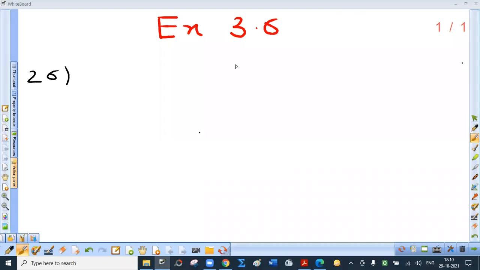Exercise 3.6, sum number 26. 5 students are selected from 11. How many ways can these students be selected if A, 2 specified students are selected, B, 2 specified students are not selected?